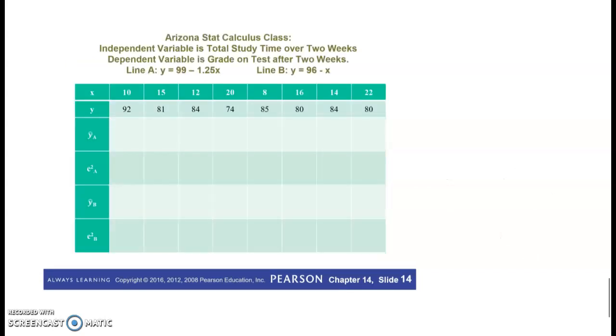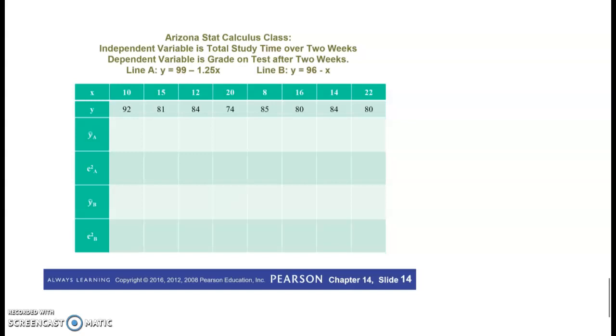So what I want to do is apply this least squares criterion to a new set of data. This particular data came from a professor of an Arizona State calculus class. The independent variable, or X variable, is the total study time over 2 weeks, and the dependent variable is the grade the students received on their tests. So the first student studied for 10 hours over 2 weeks and got a 92. Second student studied for 15 hours and got an 81, and so on and so on. So we've got 1, 2, 3, 4, 5, 6, 7, 8 students.